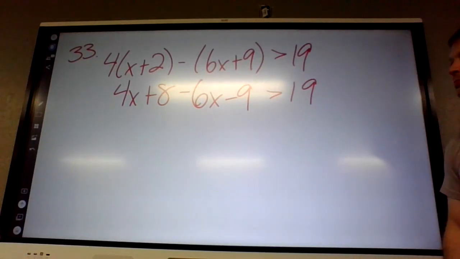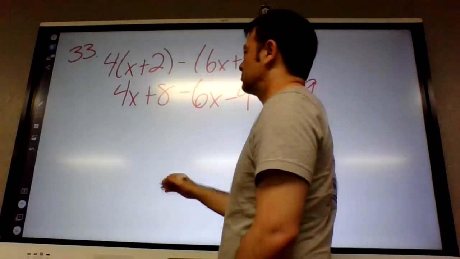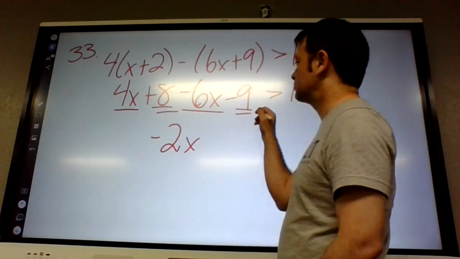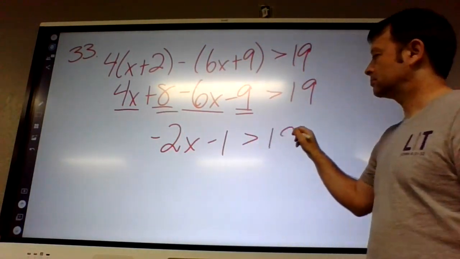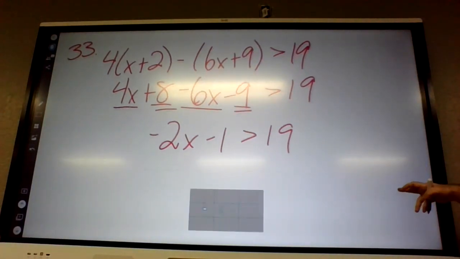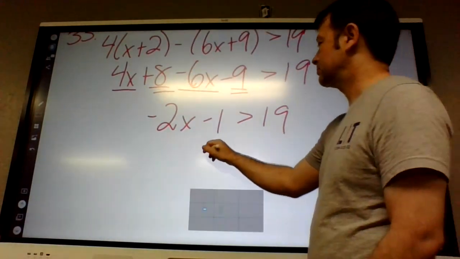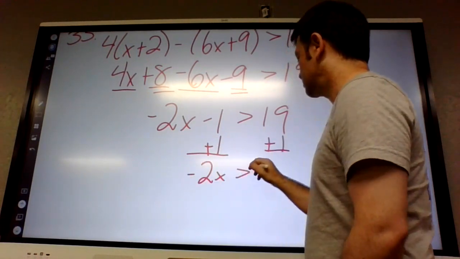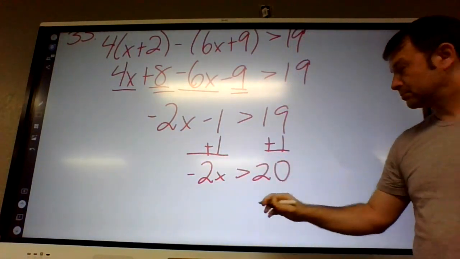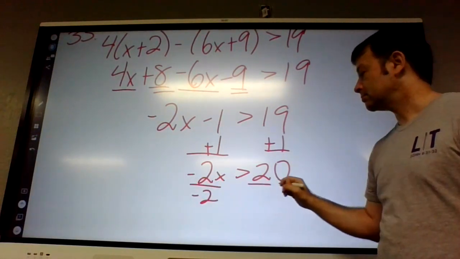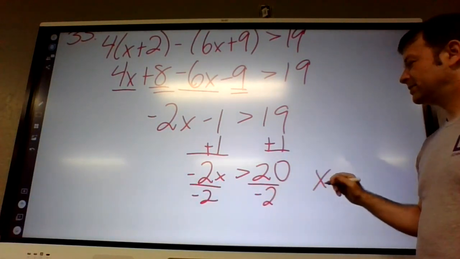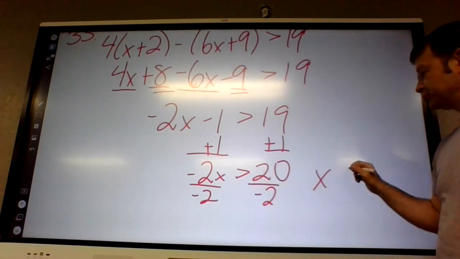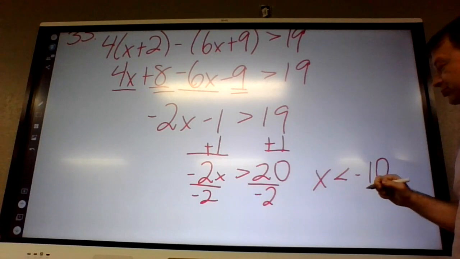Okay, now? Combine that change. Add the 1 to the 19. Divide the negative. Anything else? Flip the side. Oh, yeah. That's definitely what I said.